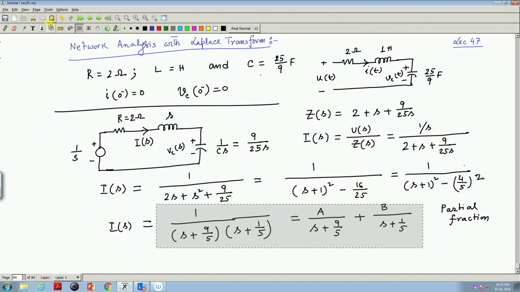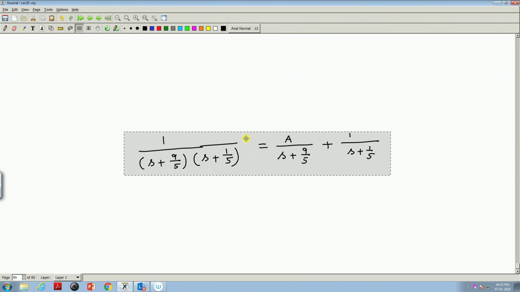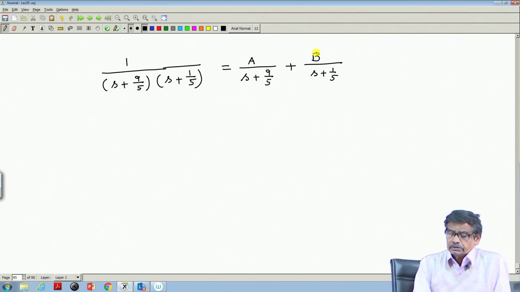You just copy it and go to the next page and paste it. So, I have assumed this to be this one. How to determine these constants A and B? Mind you, this will be an identity. So, for any value of S, left hand side and right hand side will be equal.